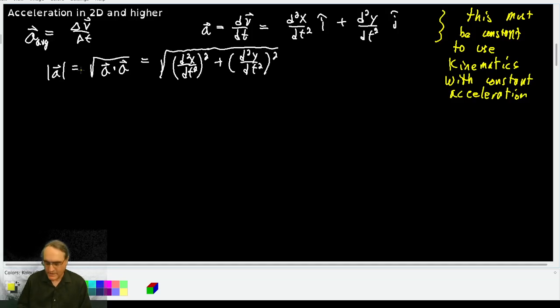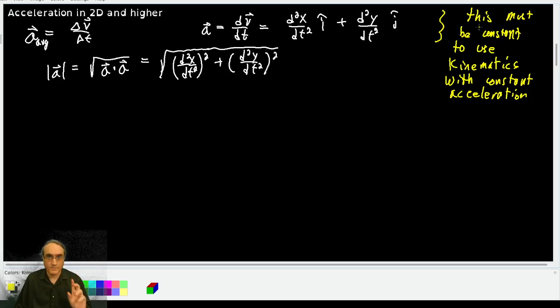The magnitude of the acceleration, I mean, sure, we could have that be constant, but if it's changing direction, it's not actually constant. So true constant acceleration requires both the magnitude and the direction be constant. So it's only if the x component is not changing with time and the y component is not changing with time, only then can we actually use the constant acceleration condition for kinematics.